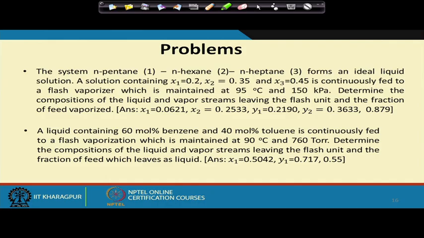A few other problems have also been provided here. You can try out the problems. In this class, what have I done? I have discussed different problems concerning ideal solutions. For example, if Px is given, how to find out Ty, if Py is given, how to find out Tx, if Tx is given, and so on. And I have also discussed flash distillation problems. There are a few problems in this slide. The answers are provided, you can work them out to have more feel of ideal solutions.